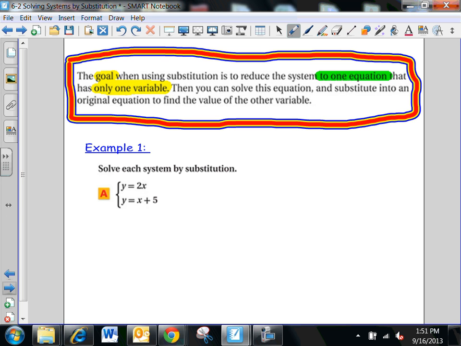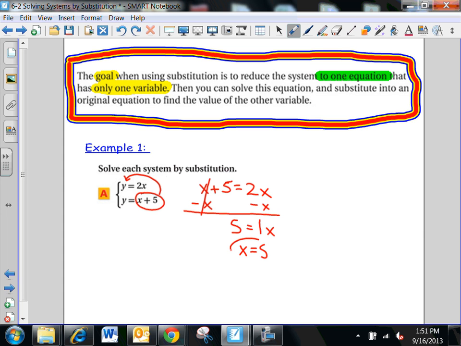Example number one, I have a system here, and I'm going to plug in x plus 5 for y in the top equation and solve it. So that would give me the equation x plus 5 is equal to 2x. And then I'm going to solve that for x. So since I have one variable now, I can solve it. I'm going to subtract x from both sides. I get 5 is equal to 1x, or just x. So x is equal to 5.